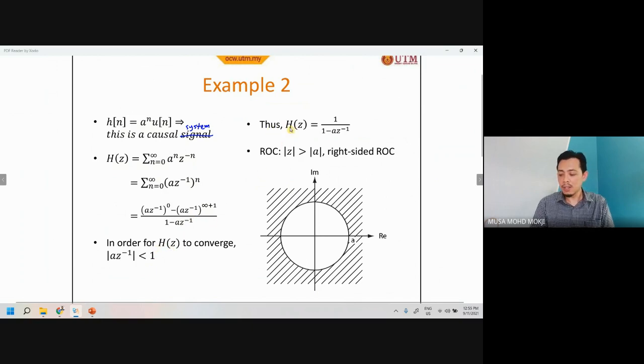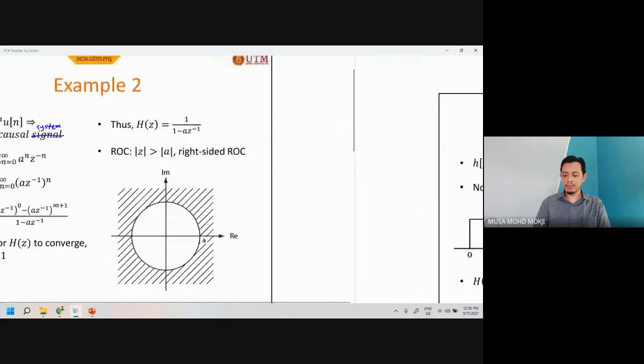Okay, so thus H(z) is equal to 1 over 1 minus alpha z to the power of minus 1, where the ROC is the absolute value of z greater than alpha. Okay, I wrote it as an a here. Because this is greater than, this is what we call a right-sided ROC. Okay, that symbol, greater than. So if you get greater than, this is causal. Only if you have greater than.